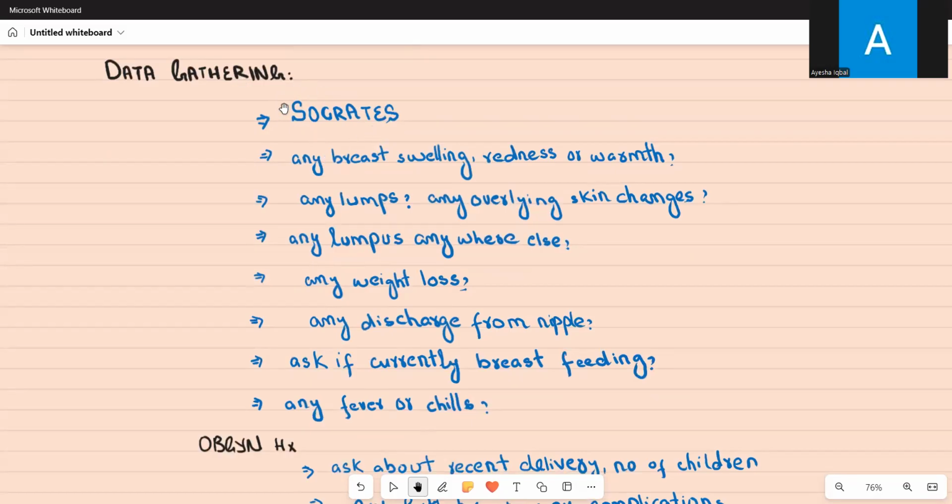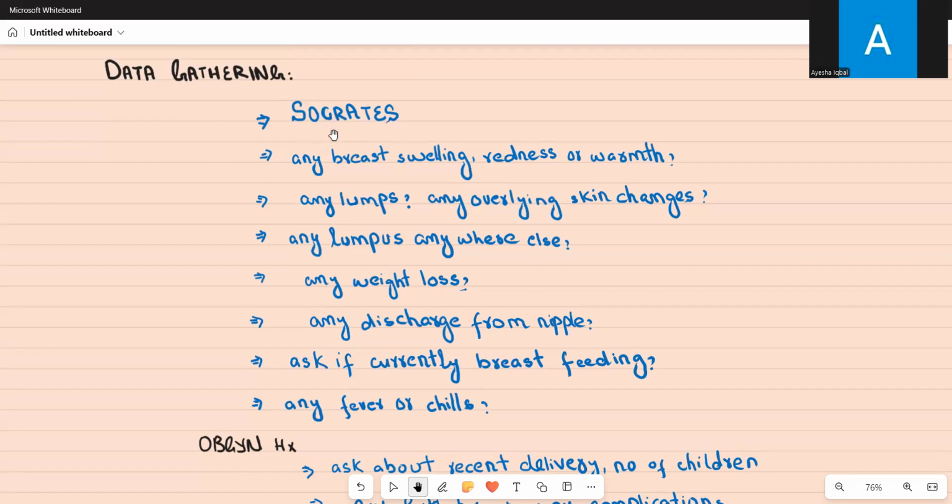So, we'll ask about the exact side of the pain, which breast, is it the right, is it the left, and when the patient tells you, doctor, it's the right breast, you must ask about the other breast as well. Is it unilateral or bilateral? This is a very important question, okay? And then the onset of the pain, was it sudden, was it gradual?